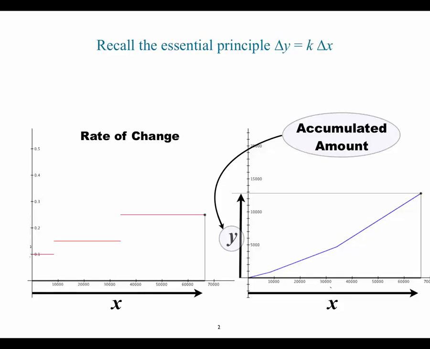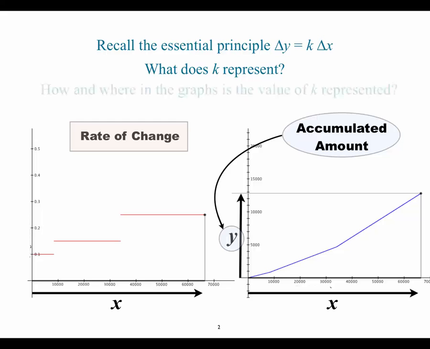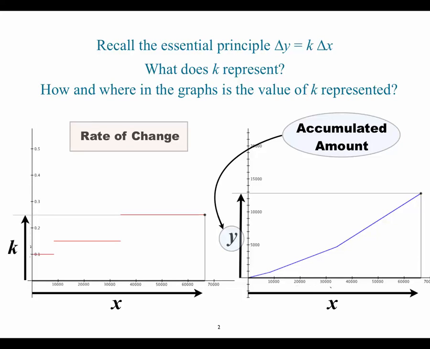Now delta y equals k delta x has everything to do with this. So let's talk about how that fits in. What does k represent in general? Rate of change. And where do we see k in these graphs? The vertical axis on the left-hand graph. That's where we see k.